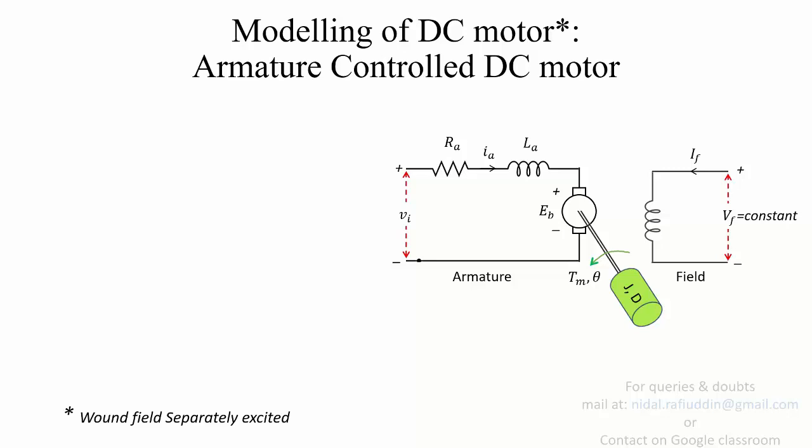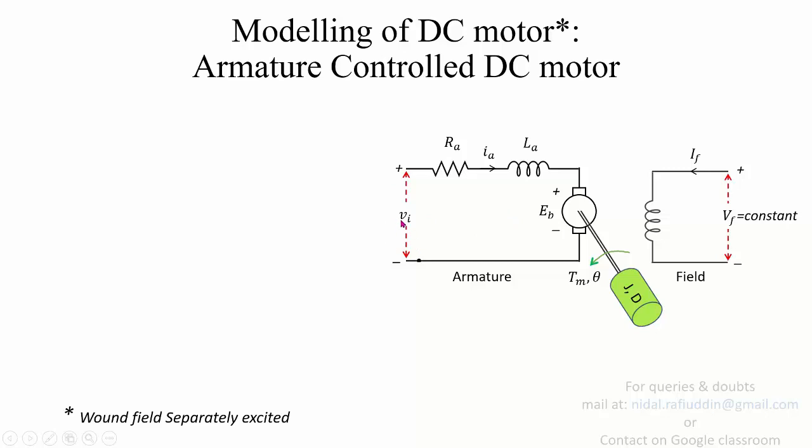So in this particular case, we are going to use a wound field separately excited DC motor. And since we are talking about armature controlled DC motor, which means that we'll be trying to control the load angular displacement, velocity or acceleration by controlling the input fed to the armature while keeping the field side input constant. So this means that now we have a variable input at armature side as Vi.